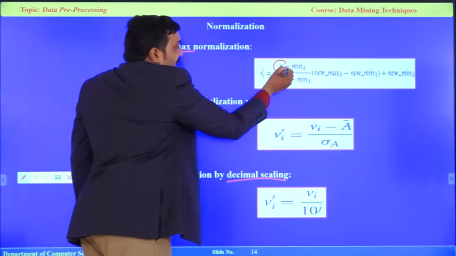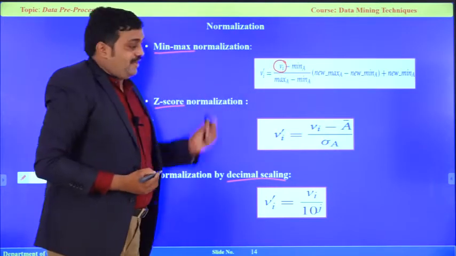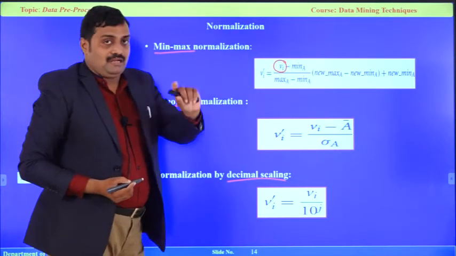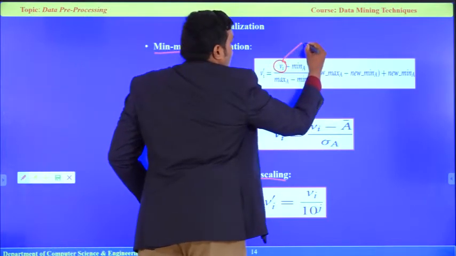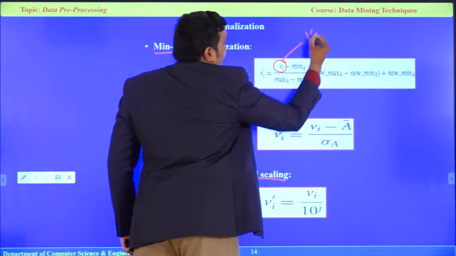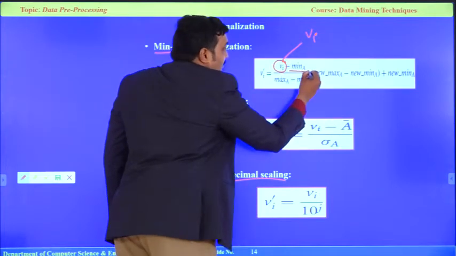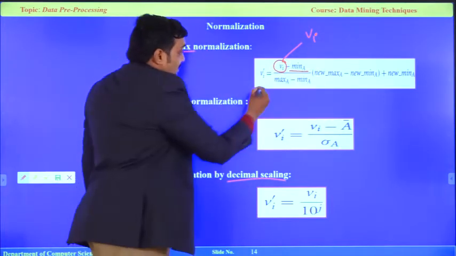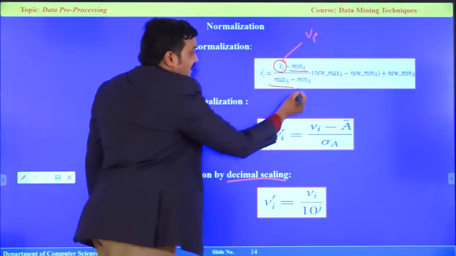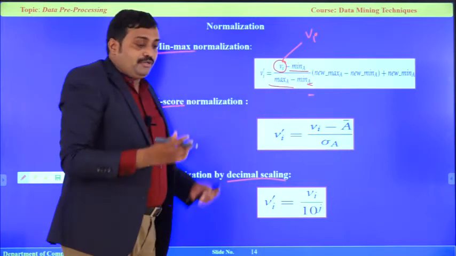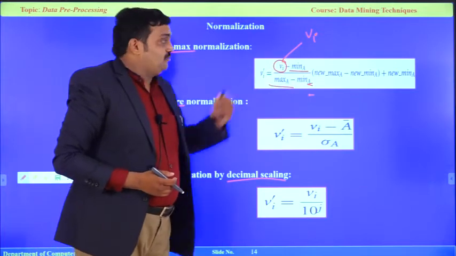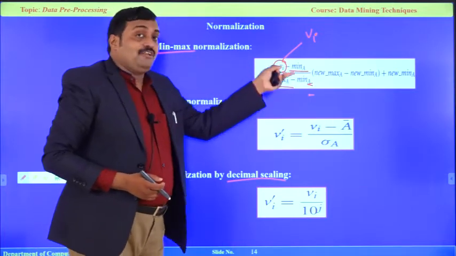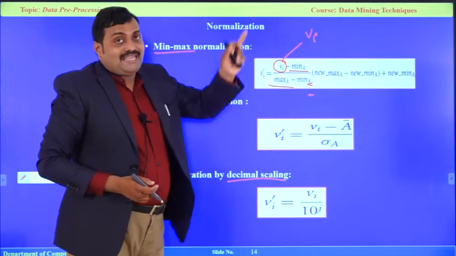V_i is the given data, and I want to normalize it. For that, what is the minimum value in the given data, and what is the maximum value in the given data? A is some attribute. I am going to take the age attribute, in that what is the minimum value, what is the maximum value, and for which value you are going to do the scaling.